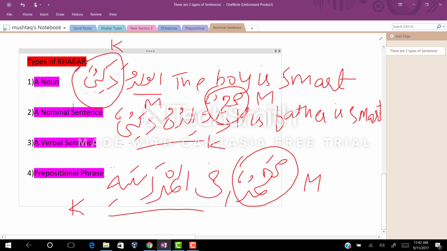The second type of khabar: the khabar can also be a whole nominal sentence. If you say Muhammadun waliduhu zakiyun, his father is smart, so waliduhu zakiyun, the whole thing is a nominal sentence. So the khabar can be a nominal sentence in itself. The third one is that the khabar can also be a verbal sentence. This you'll be learning when you learn about verbs, inshallah. And also the khabar can be a prepositional phrase. If you say Muhammadun fil madrasati, Muhammad is in the school, here fi is our jar and al-madrasati is our majroor. So this is a prepositional phrase. So the khabar can be a prepositional phrase too.